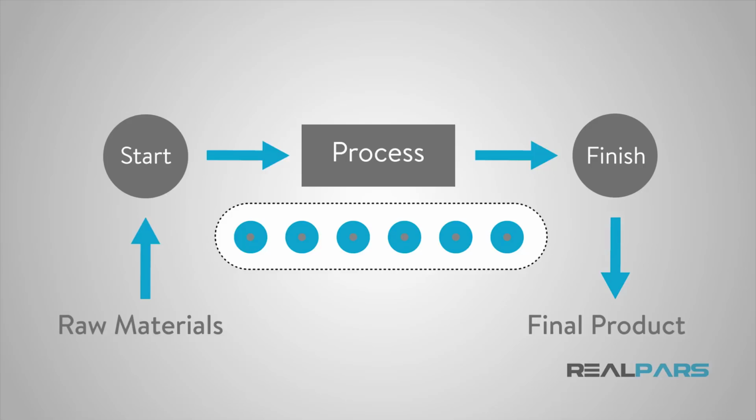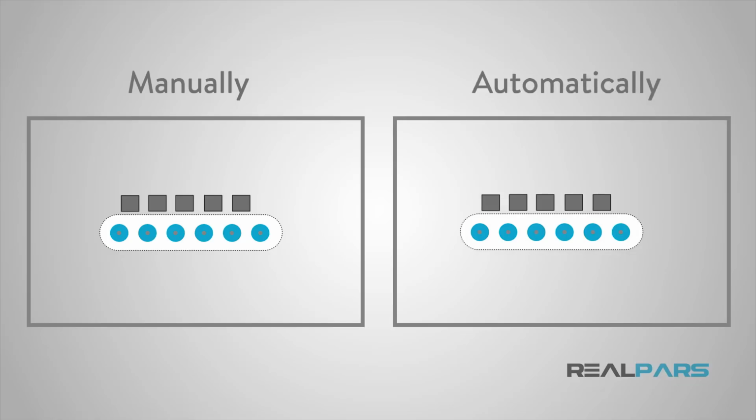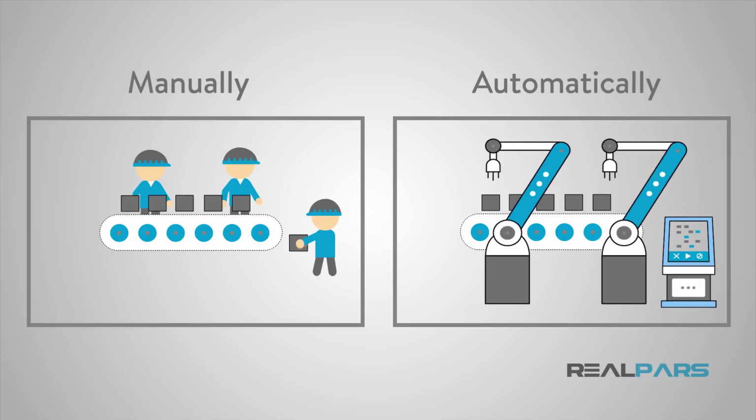Now, just as the process of turning on and off a light, this process of manufacturing a product in a factory can happen either manually or automatically. For the manual process, we can hire a few workers to do the job. But with the automatic way, we can put a system in place that is able to take care of the whole manufacturing process, or at least some parts of it, automatically.